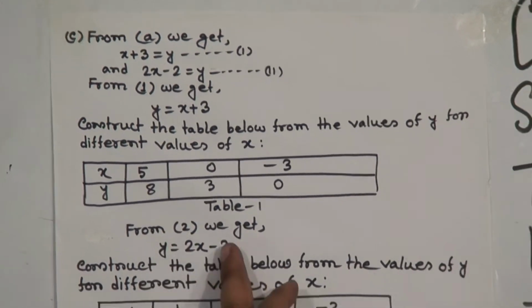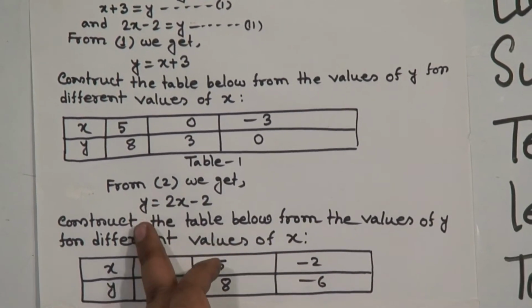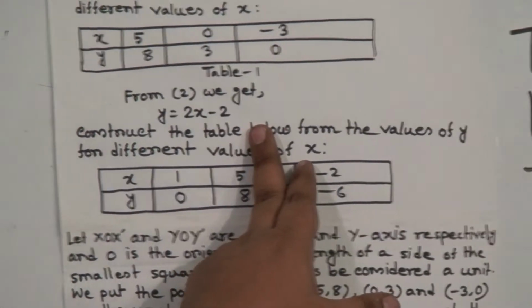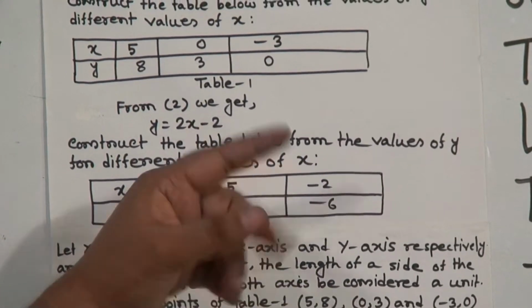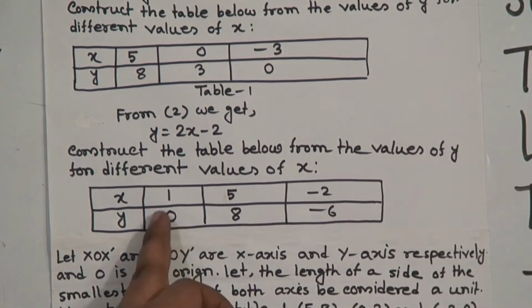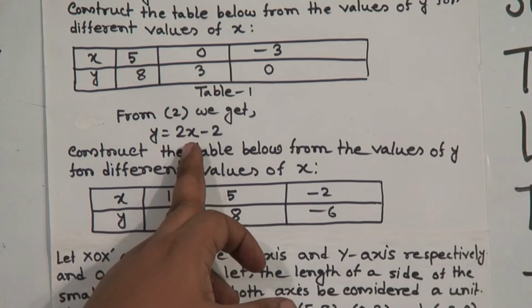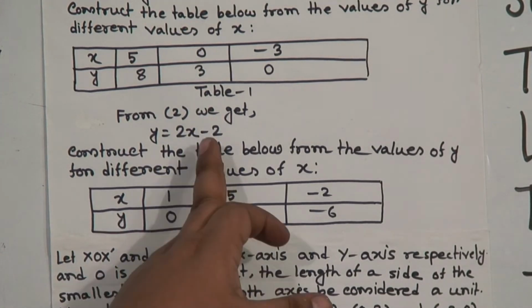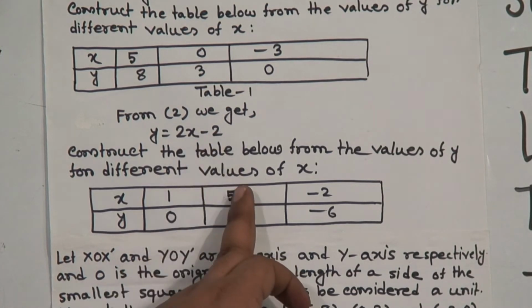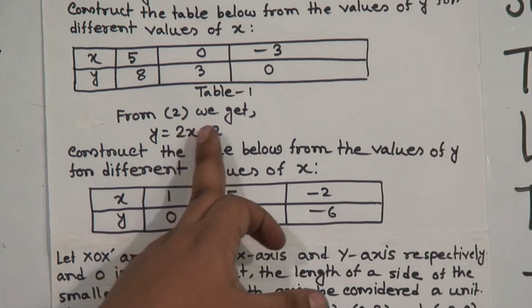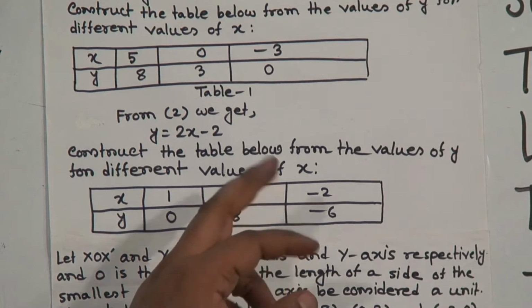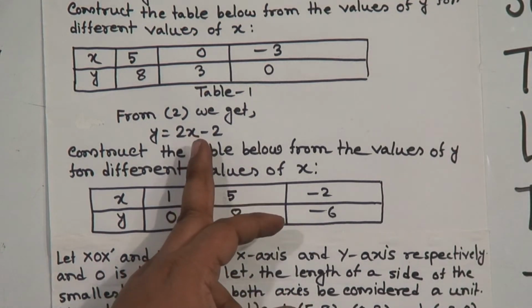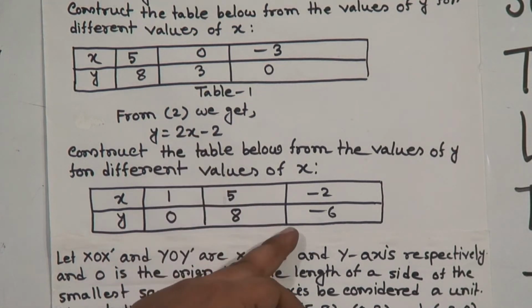So from equation 2, in the same way, y equal to twice x minus 2. Now we put the values of x and we get the values of y. If we put x equal to 1, we get y equal to 0. If we put x equal to 5, then we get 10 minus 2, that means 8. If we put x equal to minus 2, then we get minus 6.